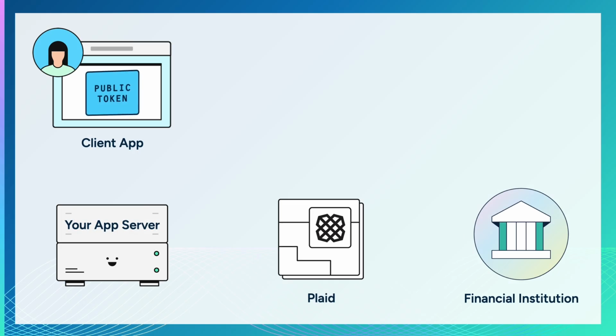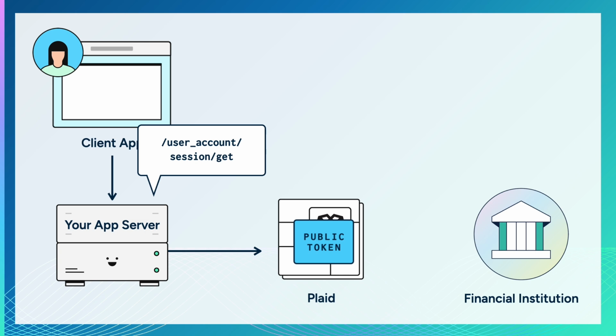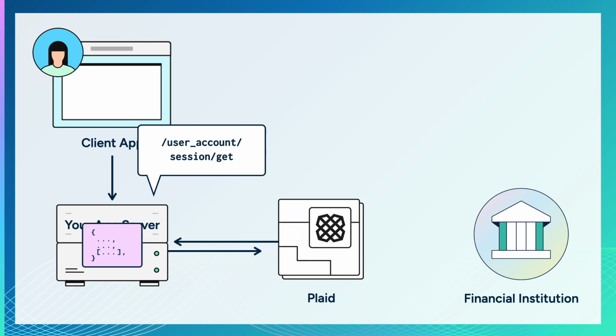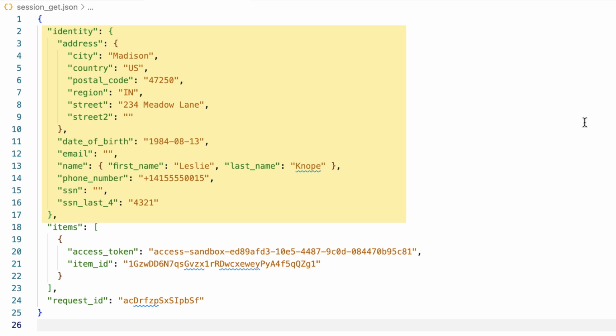Send this public token down to your server, and then call Plaid's user account session get endpoint with this token. You'll get back a large JSON object. This will contain the identity data you asked for. Keep in mind that while the phone number has been verified, your user has the opportunity to edit everything else. So treat it like you would any other user-submitted data and consider sending it to your favorite identity verification service.